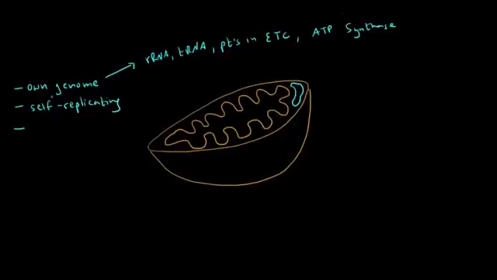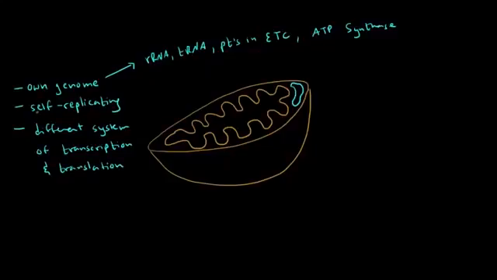The mitochondria even uses a different system of transcription and translation. And when I say different, I mean different than the nuclear genes. Mitochondria even has its own unique genetic code. So mitochondria are relatively independent organelles.